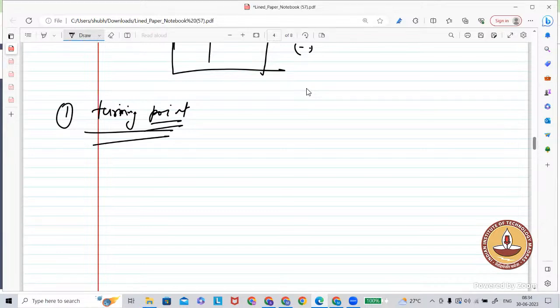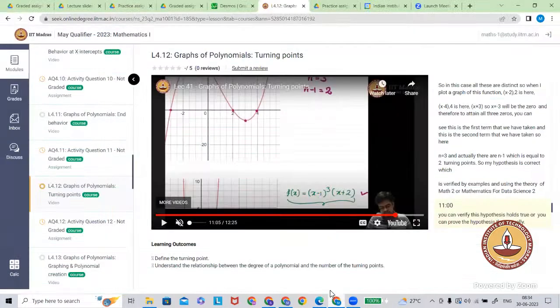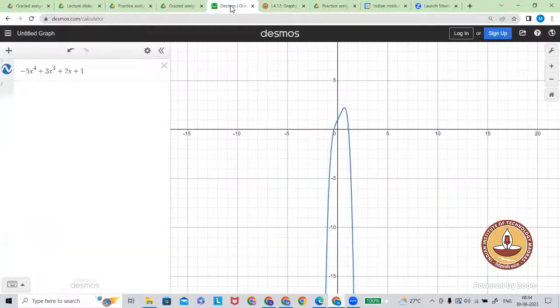So what does this turning point mean? Turning point is, let me draw the graph here. Okay, here we'll discuss.